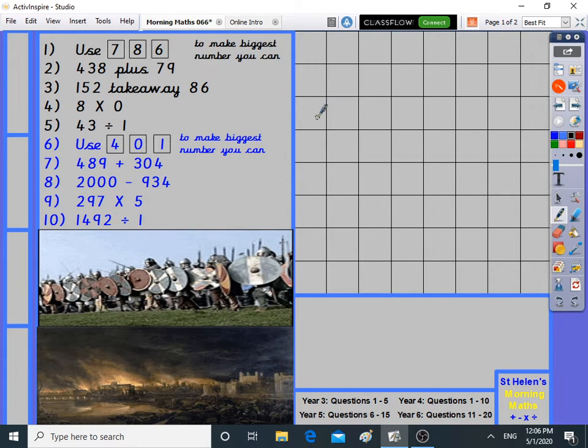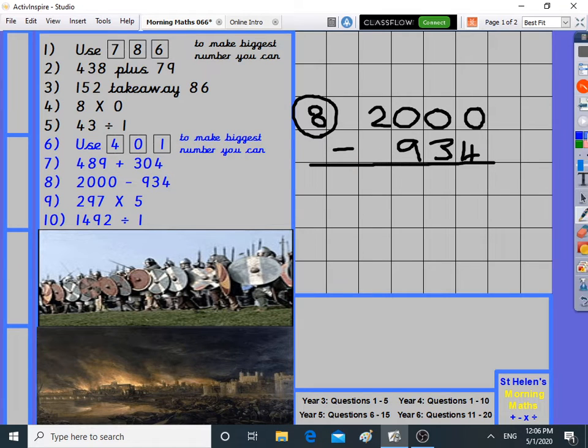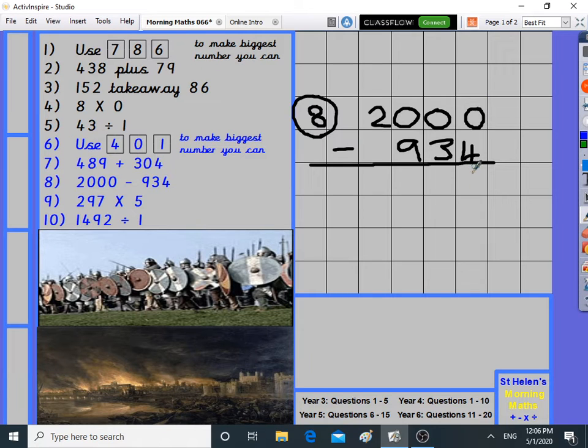Question 8 is a minus. 2009 take away 934. Lots of borrowing here, because 0 take away 4 you can't do. Don't think it's 4 or 0, it's not. You can't do it. You need to do all the borrowing right across to the 2.